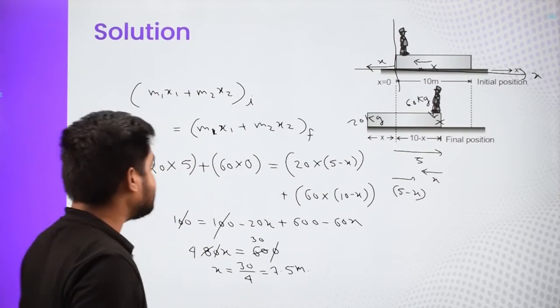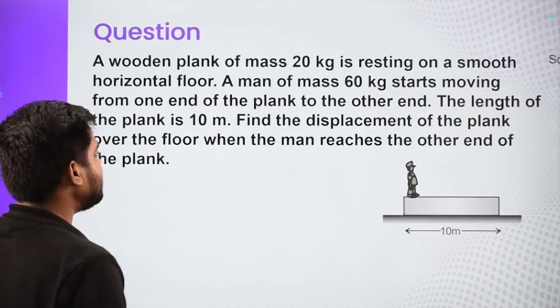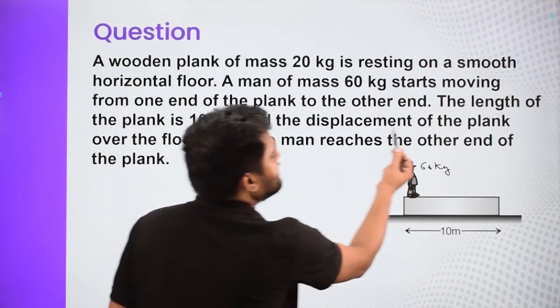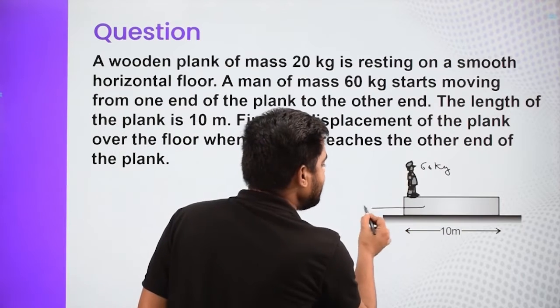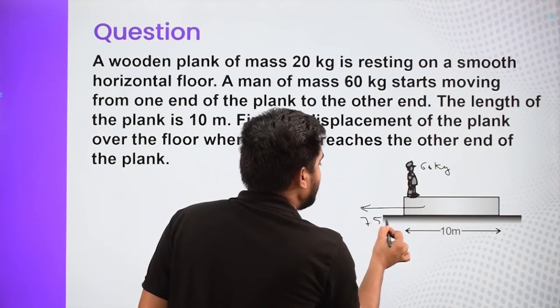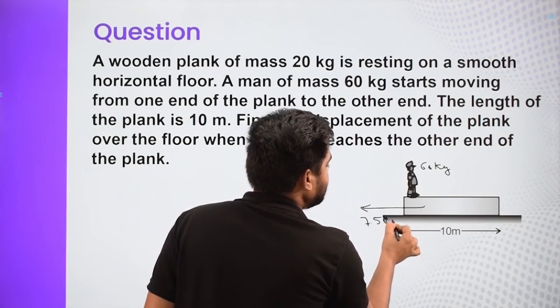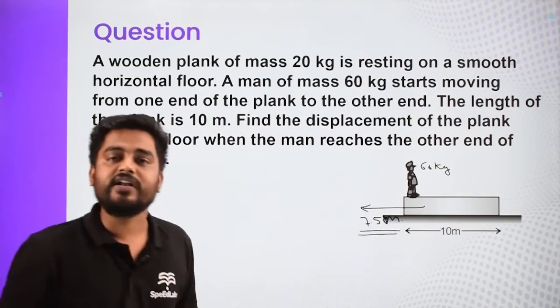And what was the question asking? If we say the original question is asking to find the displacement of the plank over the floor, so we will say the plank is moving in this direction by 7.5 meter. And that is going to be our answer.